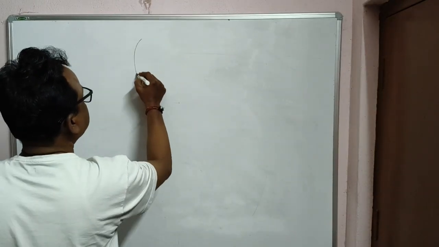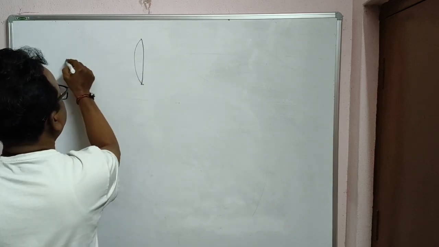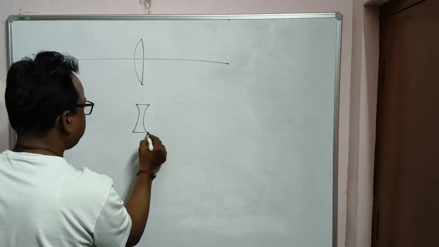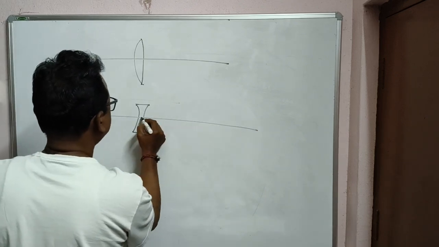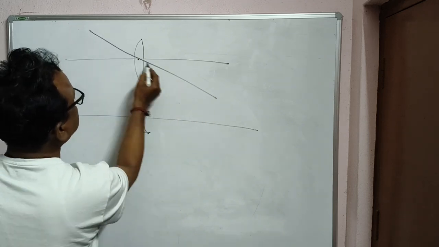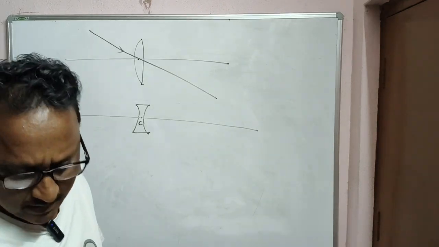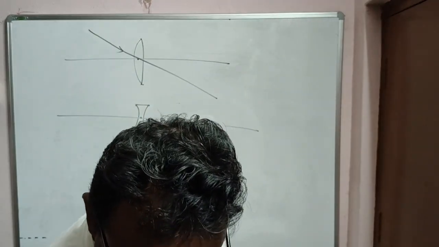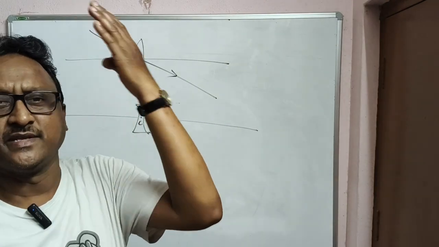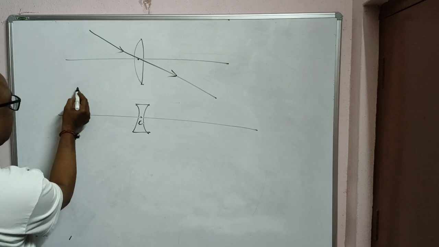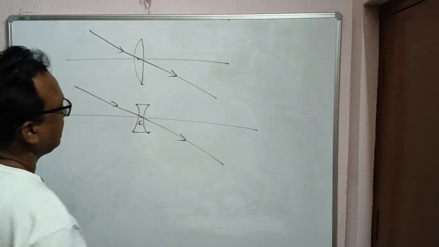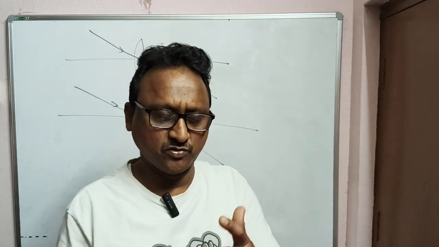Suppose the light ray is going through the optic center in both cases. For example, if the light ray is going through the optic center, then what happens? There is no deviation, you can show. The light rays emerge and go inside. In the same way here also. In concave also, if it goes through the optic center, it goes and emerges through the lens.